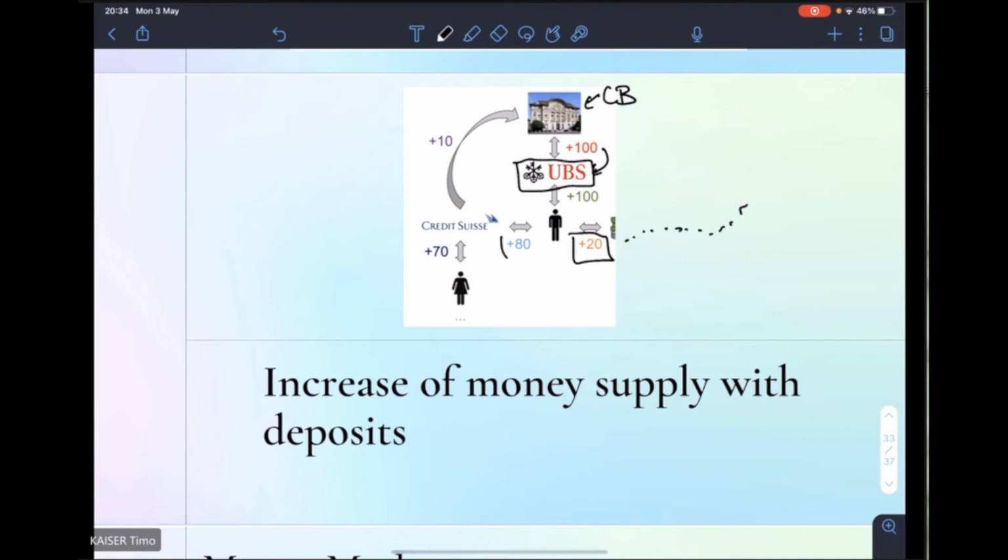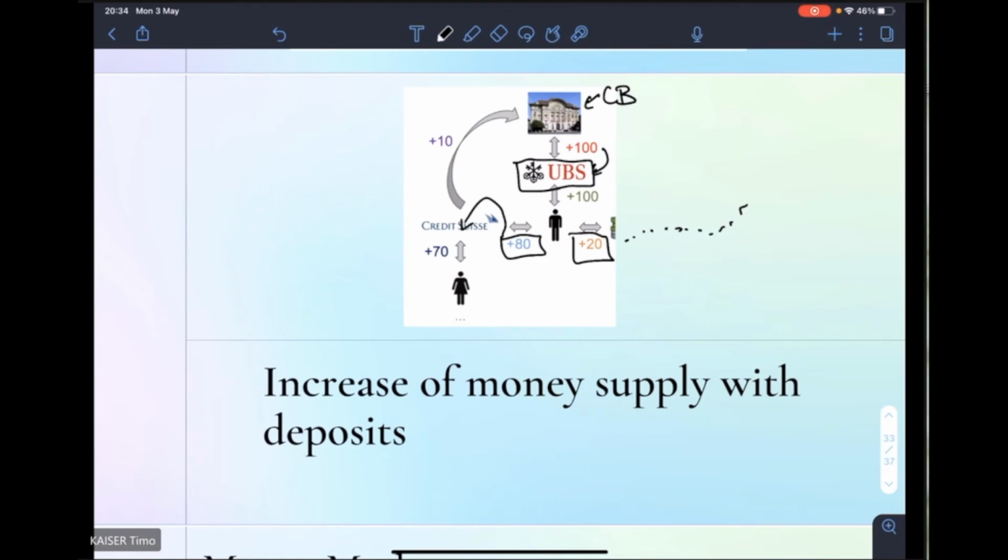And the other 80 that he has left, he thinks he will deposit at another bank to maybe get interest, or just to save it and not have it at home. So he deposits 80 in Credit Suisse. Therefore, Credit Suisse receives 80 francs. However, these 80 francs won't just lie around in the treasury of Credit Suisse. Credit Suisse will use this 80 to generate more money or to lend it to someone. However, they can't lend the whole 80.